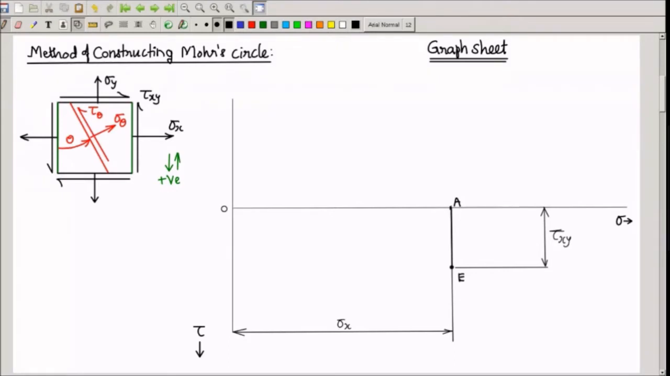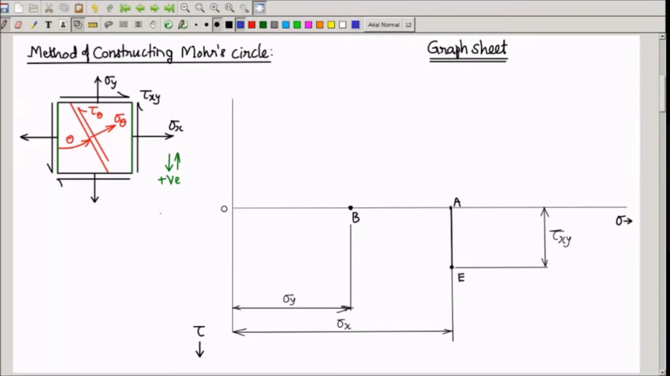Now let us consider the horizontal faces, that is the top and bottom face, where normal stress acting is sigma y and shear stress acting is tau xy, which forms a clockwise couple now, which has to be taken as negative. So I measure sigma y along x-axis. Let us say it comes somewhere here. I will call this point as B, and this distance is sigma y.